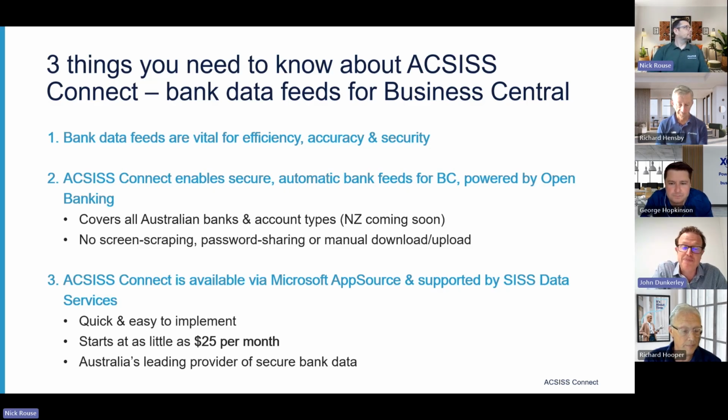Third big point is around Access Connect is easy to get and easy to implement and very affordable. So Access Connect is available through Microsoft AppSource. So it's very straightforward to go into AppSource, find Access Connect, and get it set up. It's very cost effective. We've got plans. All of our plans, our pricing is based around the volume of transactions that you use, and those plans start from just $25 per month. So it's a very efficient service, and we can demonstrate to you just how much time you will save by not messing around doing manual downloads and uploads or manual input for that matter.